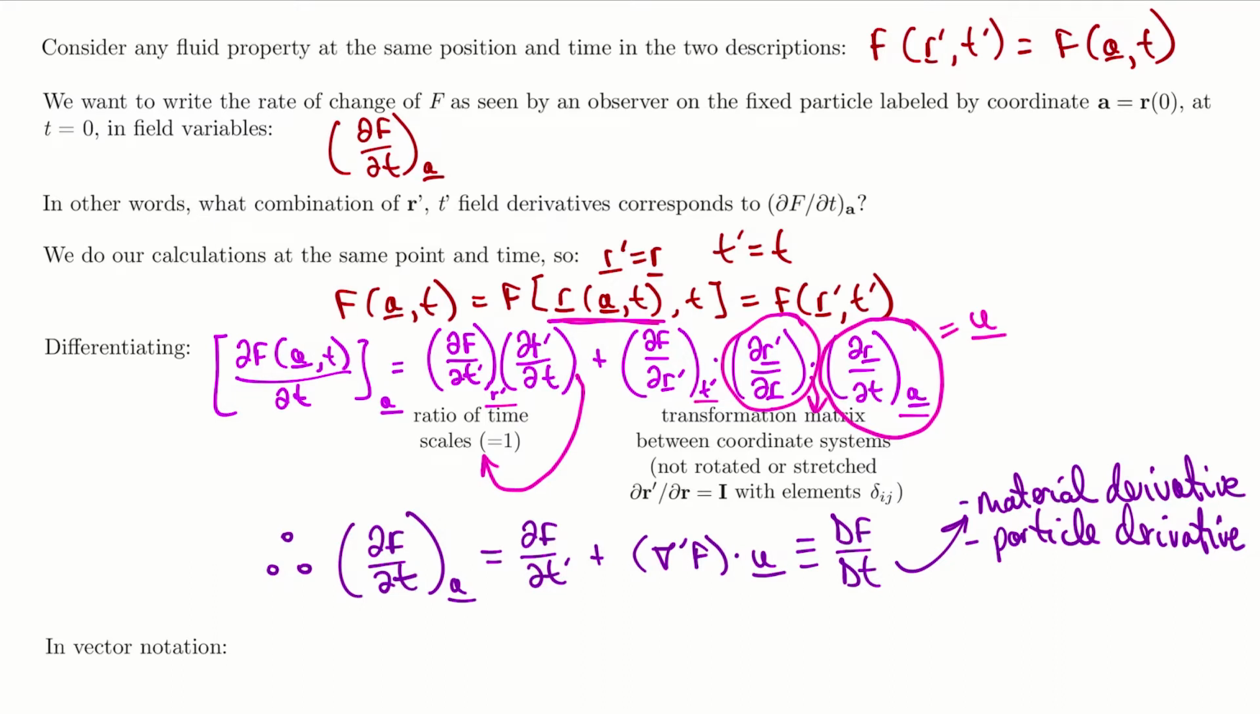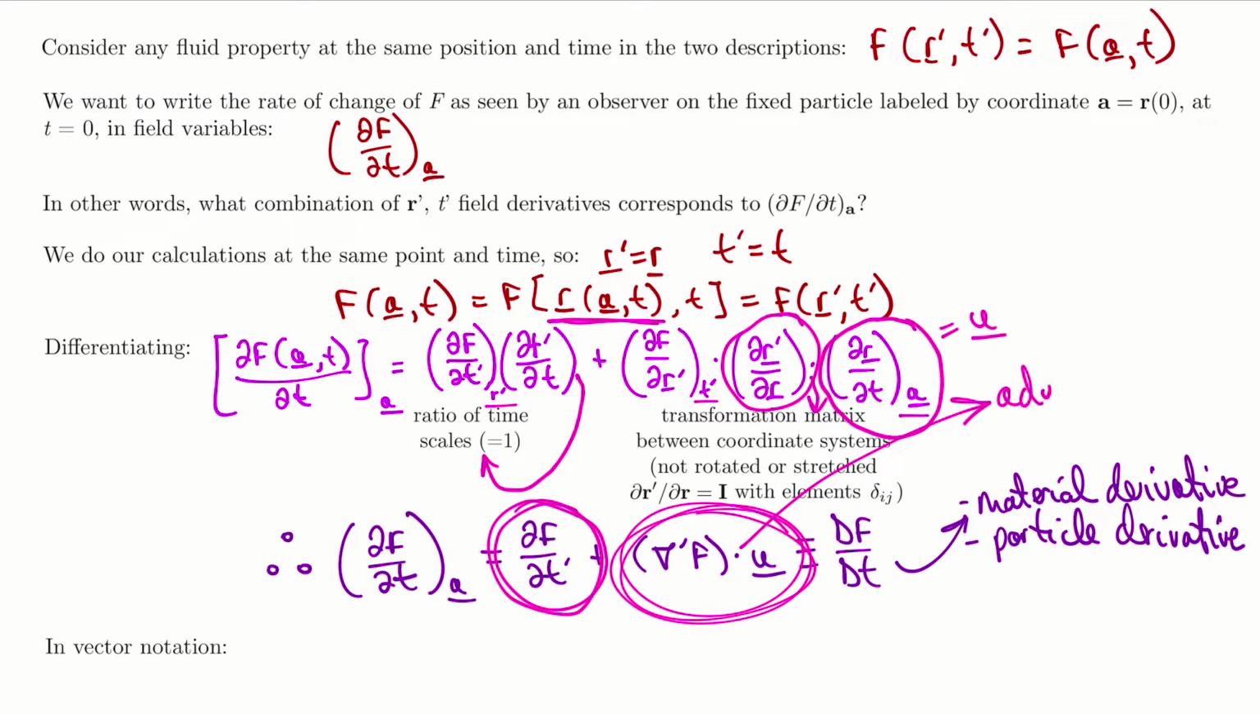So we have two parts in this. We have the local rate of change at a given point, which would be 0 for steady flows if we didn't have any change in time. Then we have the second part here, which is called the advective derivative. That's the change in the fluid property F as a result of the advection of this motion. So that means the particle's moving from one place to another where the value of F is then different.